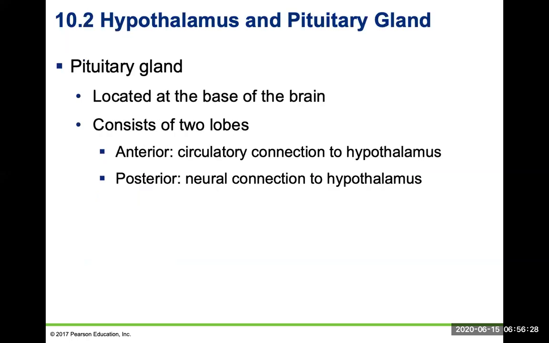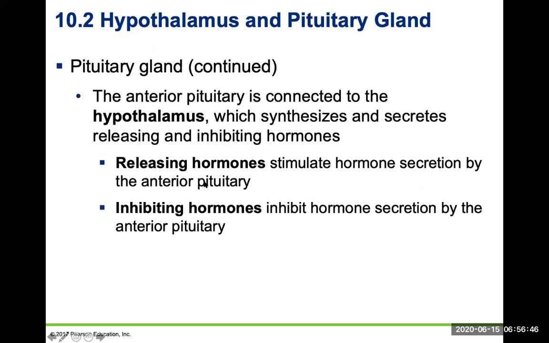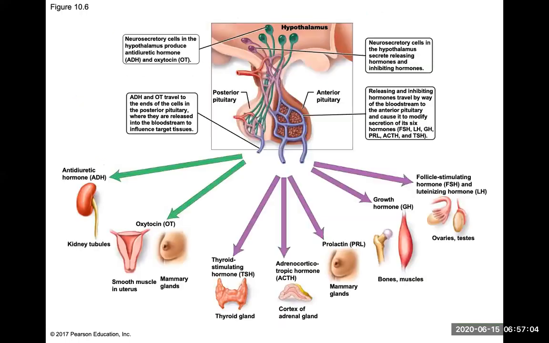The pituitary gland is located at the base of the brain. It consists of these two lobes, the anterior and posterior lobe. They're both in direct connection to the hypothalamus, whether that's circulatory connection through blood vessels or neural connection through neurons. The anterior pituitary is connected to the hypothalamus, which will synthesize and secrete what we call releasing and inhibiting hormones. Releasing hormones stimulate the hormone secretion by your anterior pituitary, and inhibiting hormones will do the opposite, inhibit secretion.